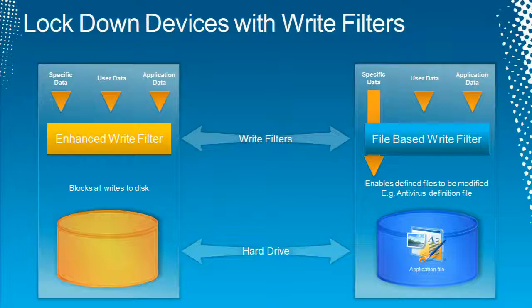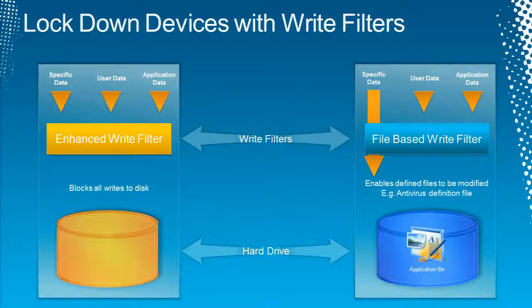And there are two types of write filters bundled into Windows 10 PC. You have the enhanced write filter, which pretty much blocks all writes to disk. I mean, nothing gets through. Your next question is, wait a minute. Let's say I have some sort of anti-malware engine installed on my Windows 10 PC. If I push down virus definition updates, are you telling me that if I reboot, those virus definition updates are gone? Yeah, that's what I'm telling you. They're gone. But we've anticipated that scenario, and we've also included what we call the file-based write filter.